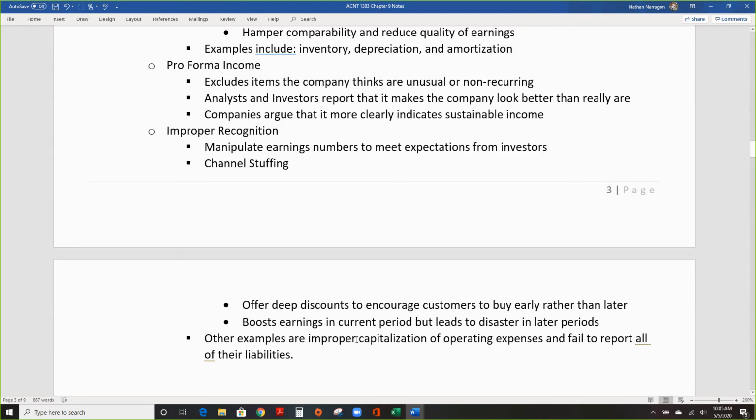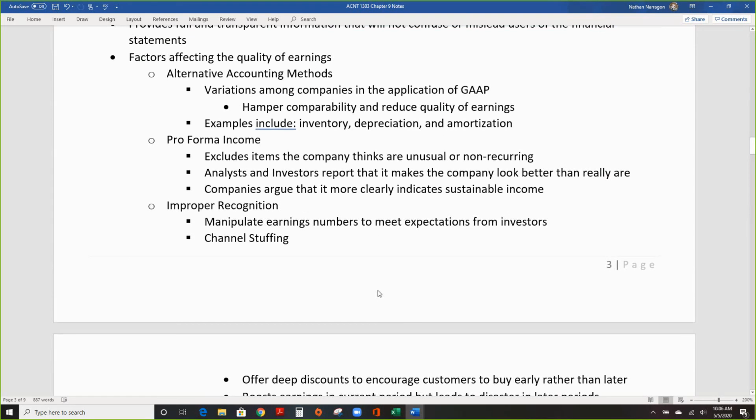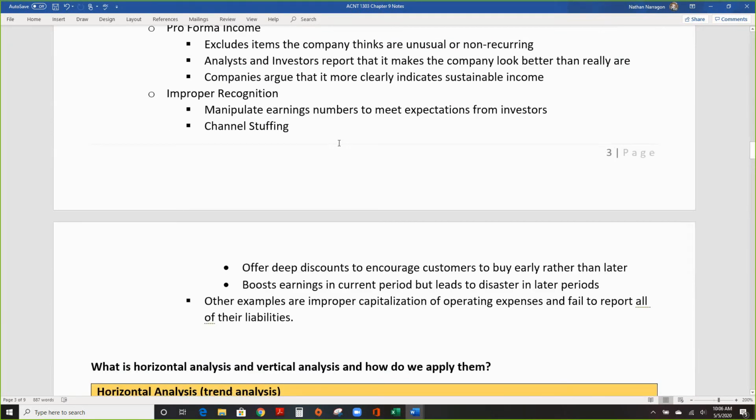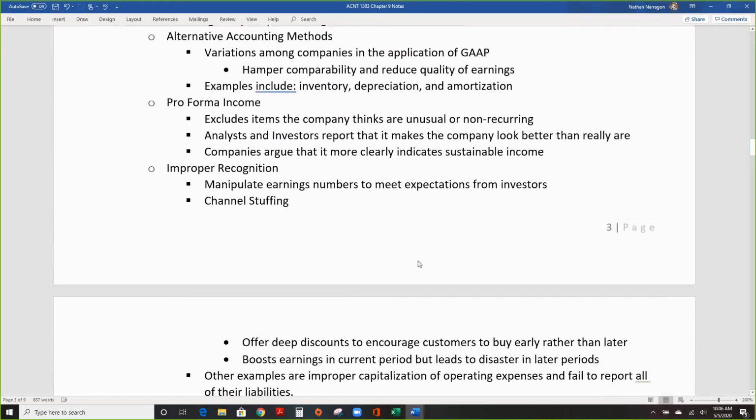So, other examples are improper capitalization of operating expenses and failing to report all their liabilities. Again, you can already see, back in the chapter we had fraud, that with improper recognition you have the beginning of fraud going on. And that's what we really want to try to get away from. When people look at quality of earnings, you have to be aware of these items. And this chapter feels a lot more multiple choice right now, with a lot of definitions, and again, just trying to wrap up a lot of stuff.